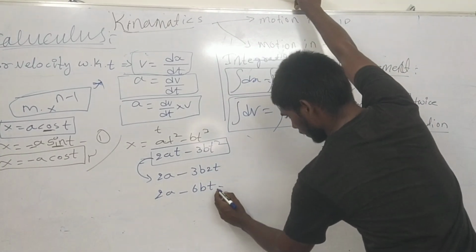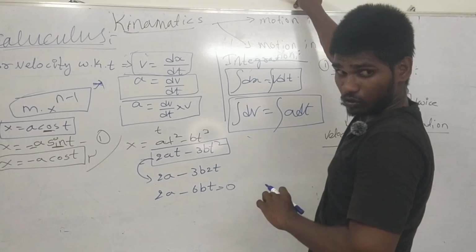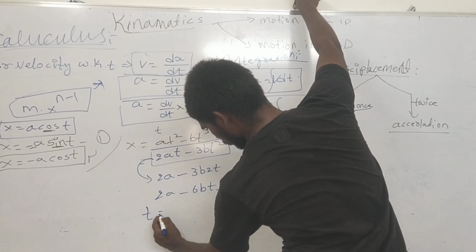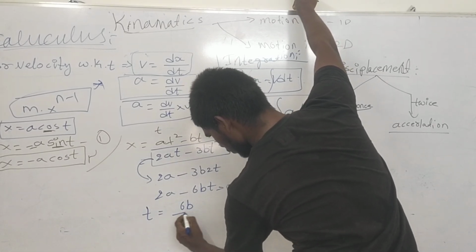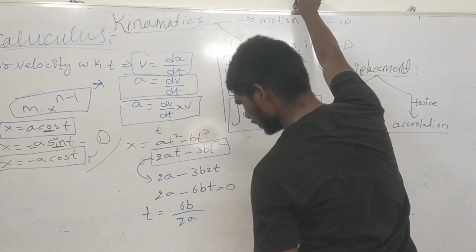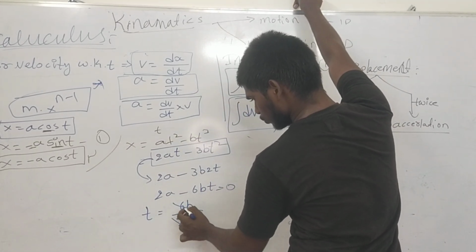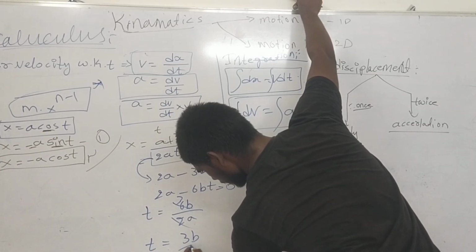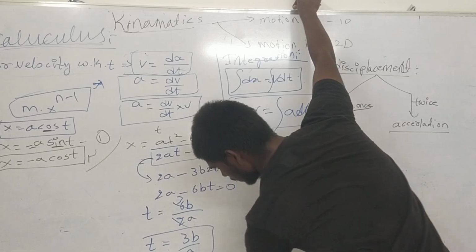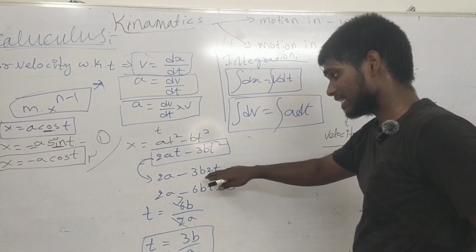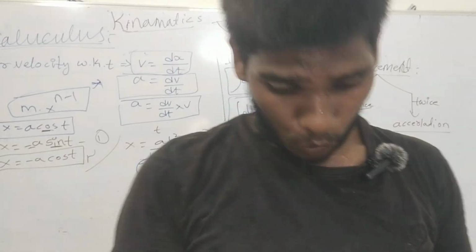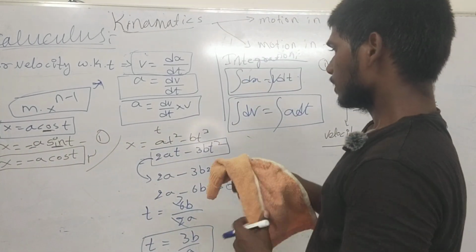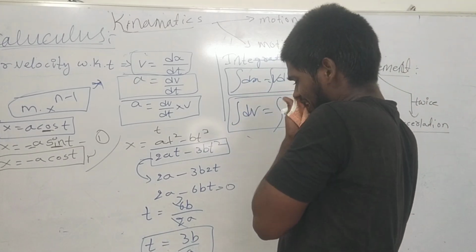So at the time, they said the acceleration is equal to 0, right? So t, they are asking at what time? t is equal to 6b by 2a. 3 ones are 3, 2 threes are 6. So t is equal to 3b by a. At this time, the acceleration becomes 0. I hope you understand, right? Okay. The next question.